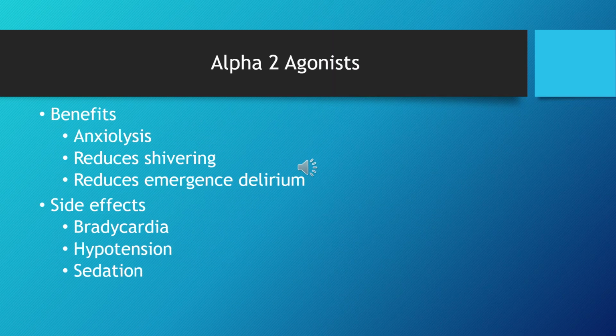Alpha-2 agonists are clonidine and dexmedetomidine. Clonidine is an older medication that isn't as specific for the pain and sedation receptor subtypes as dexmedetomidine. In addition to providing analgesia and sedation with very little respiratory depression, their secondary effects are also very beneficial, including anxiolysis, reduced postoperative shivering, and reducing emergence delirium, especially in pediatrics and the elderly.